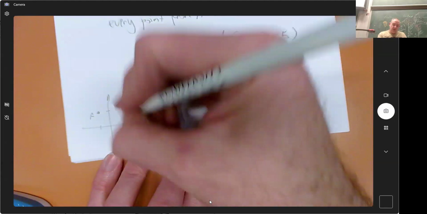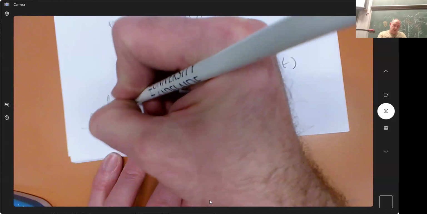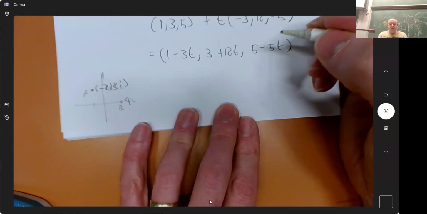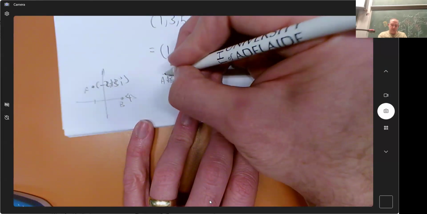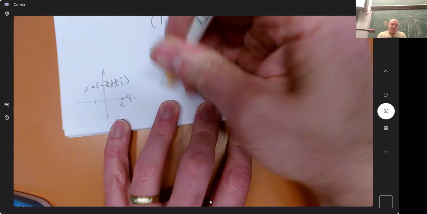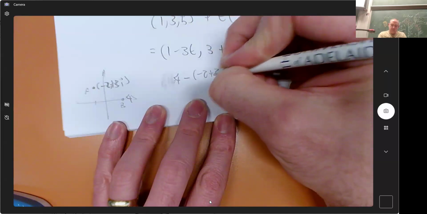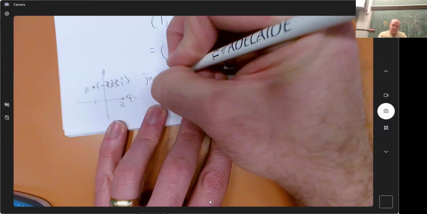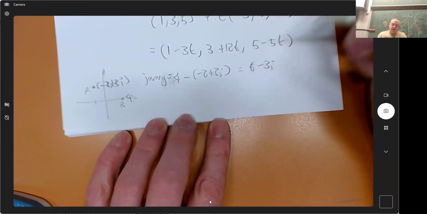there's A, this is B. That's going to be minus 1, 2 plus 3i. This is going to be 4. And so the journey from A to B is 4 minus the end minus beginning. That's the journey, which is 6 minus 3i.